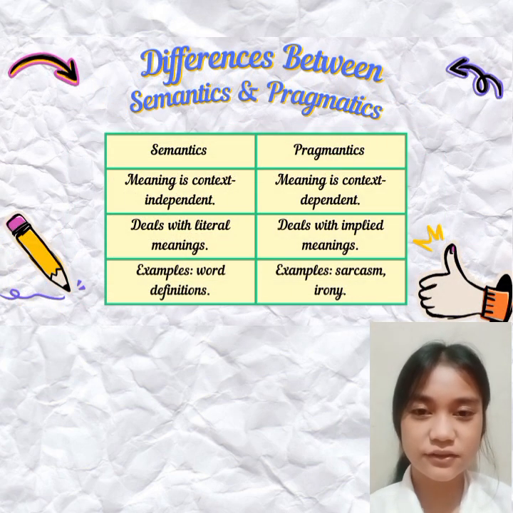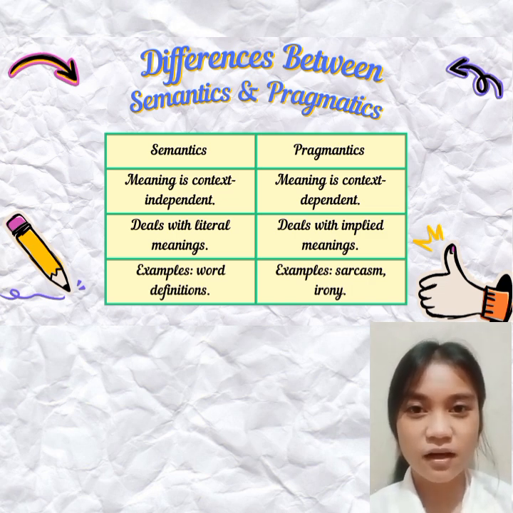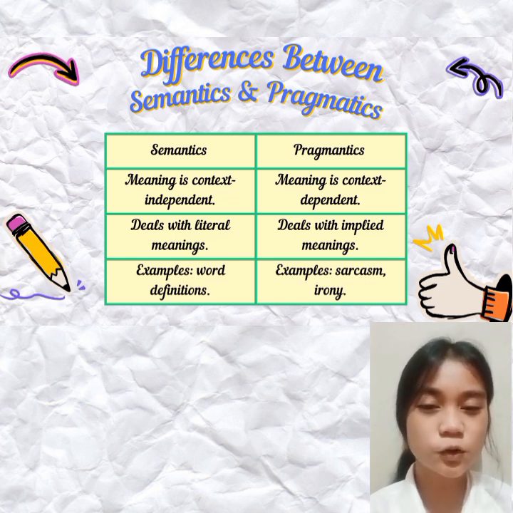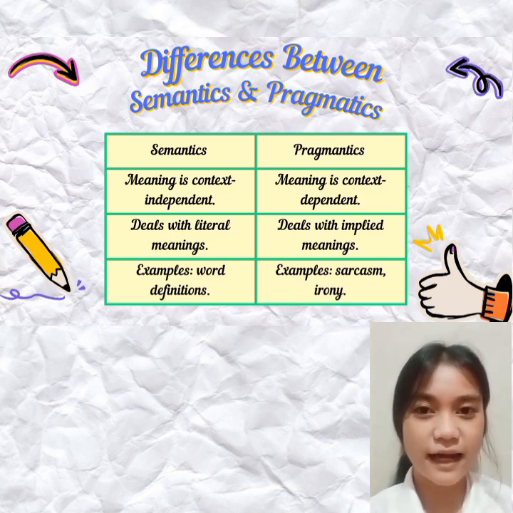Now let's discuss the difference between semantics and pragmatics. Semantics is context independent, meaning its meaning does not change because of the context. Pragmatics, on the other hand, relies heavily on context. For instance, the sentence "I'm hungry" semantically means that someone feels hungry. However, pragmatically, in given situations, it could be a way of asking for food indirectly.